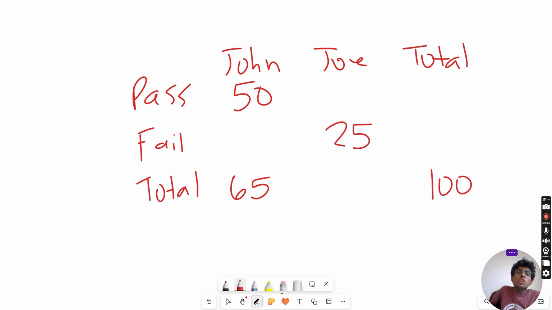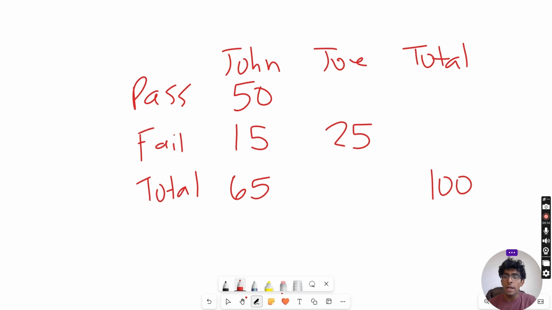Okay, so we're going to use these values here, and we're going to try to figure out all the other values in the table. All right. So the easiest way to do this is to look for a column or a row that has 2 out of the 3 items filled out. That would be the John column here, right? We have 50 and we have 65. If the total is 65, that means the total students who failed, right? Pass plus fail gives you that total. So 65 minus 50, we get 15. So that would be that column, all right? Same process now.